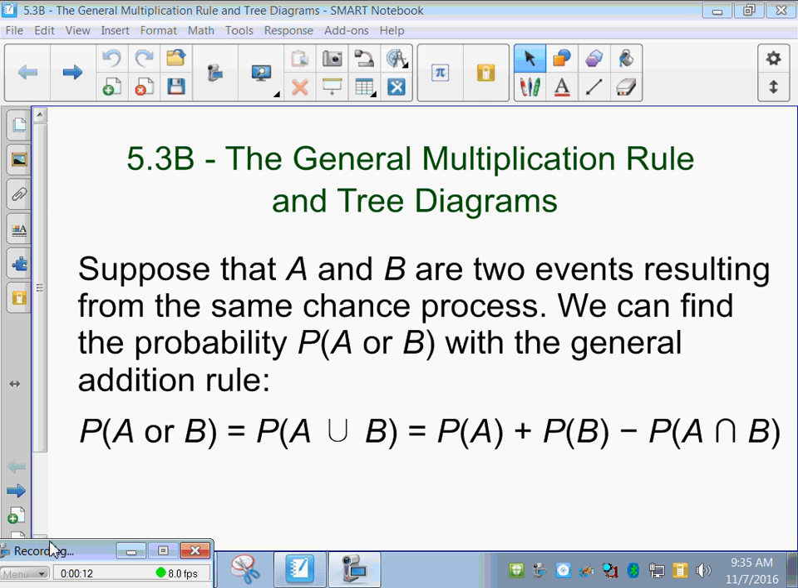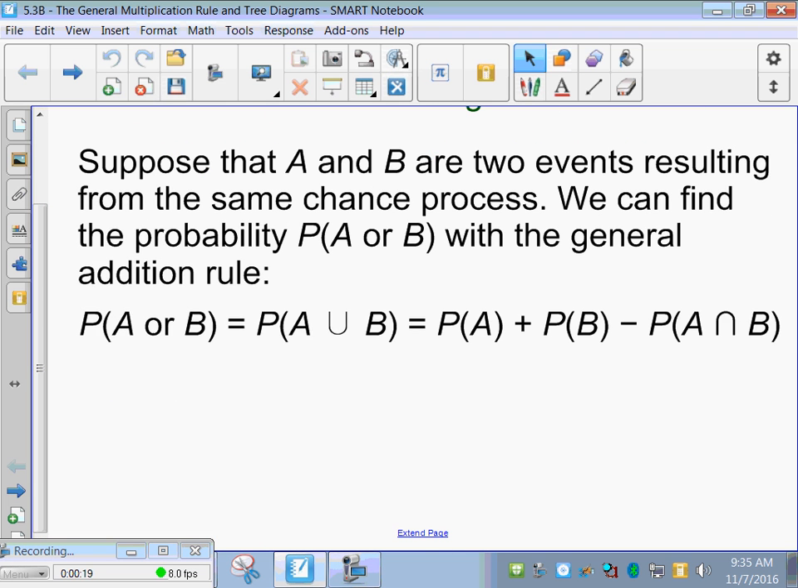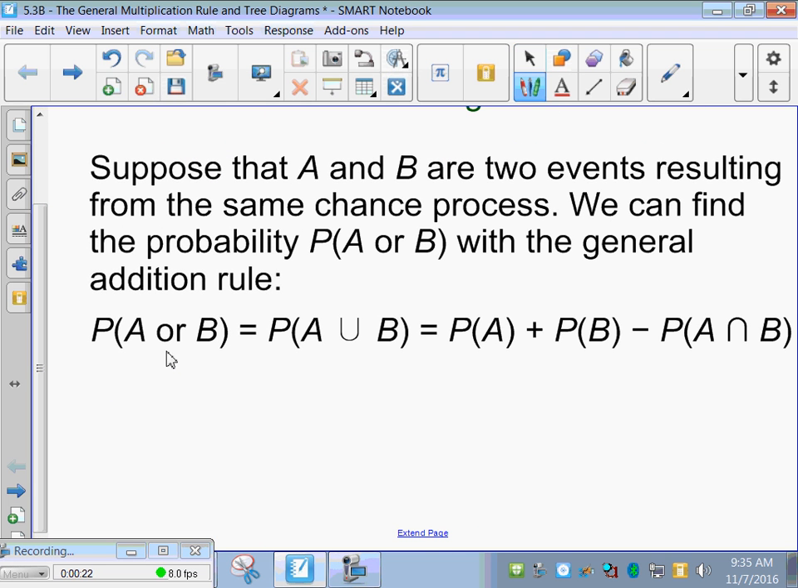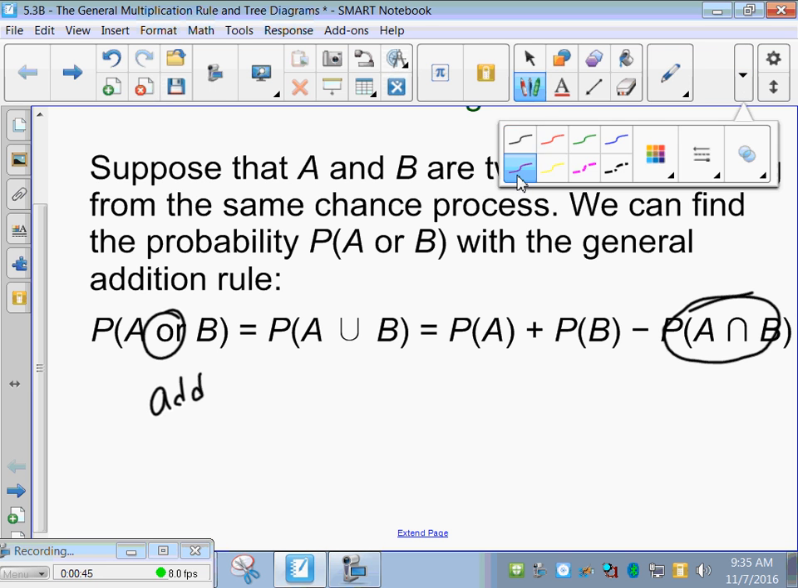Suppose that A and B are two events resulting from the same chance process. We can find the probability of A or B with the general addition rule. So you guys, whenever you see "or," that means we are adding, okay? So that's just the review for the general addition rule. If there's "or," we add probabilities, and again, you're subtracting the double count, which is the "and" part. Okay, this is one you already know. Some of you want to write it down anyways, which is fine.